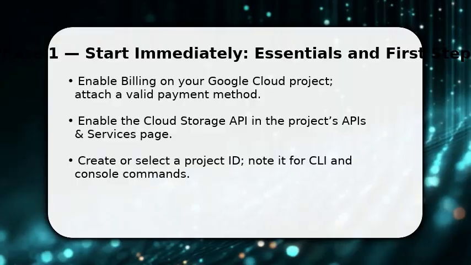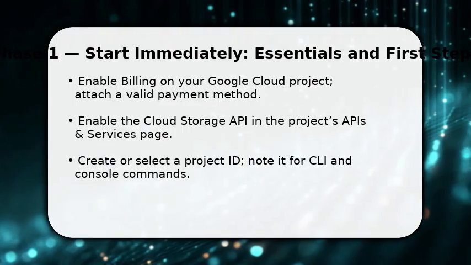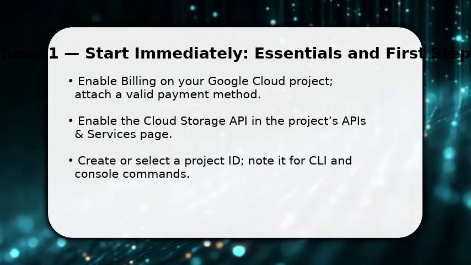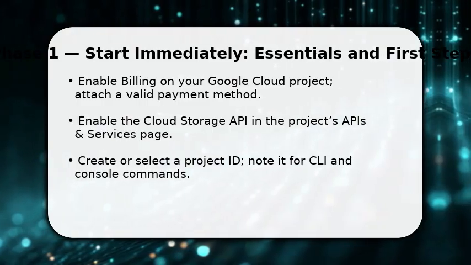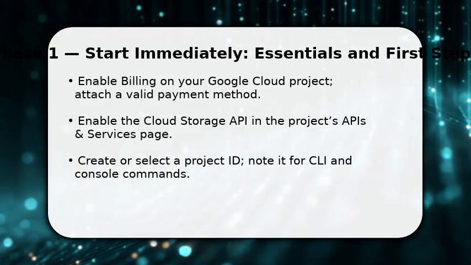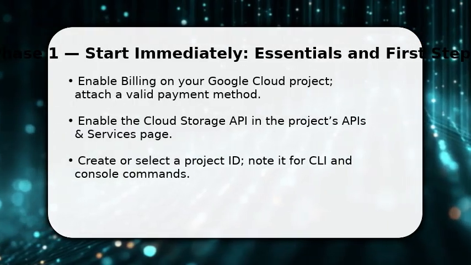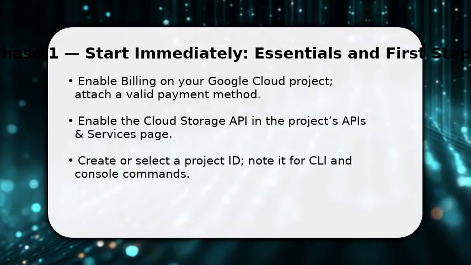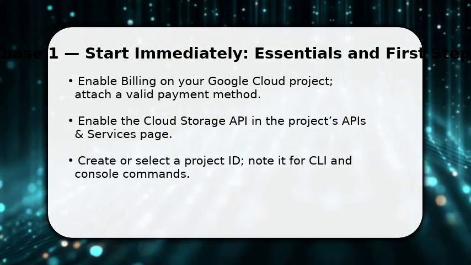Enjoy the video. You start by confirming prerequisites: enable billing and the Cloud Storage API, and pick a project ID. Sign into the cloud console, open your chosen project, and attach a payment method if required. Once done, enable the storage API so resources can be created. Make sure to note the project ID. You will reference it in commands and IAM roles.